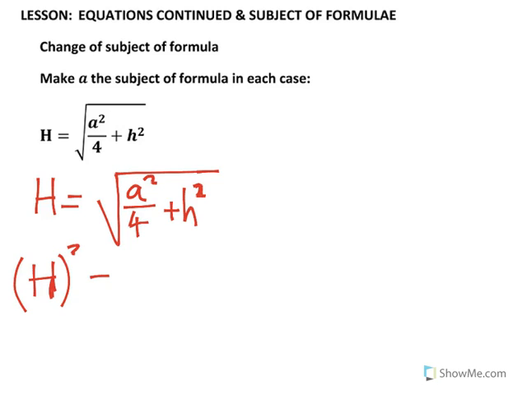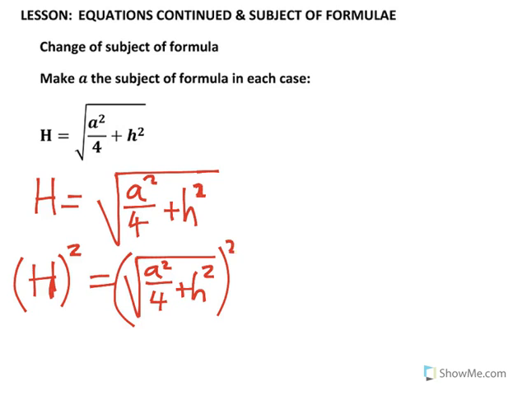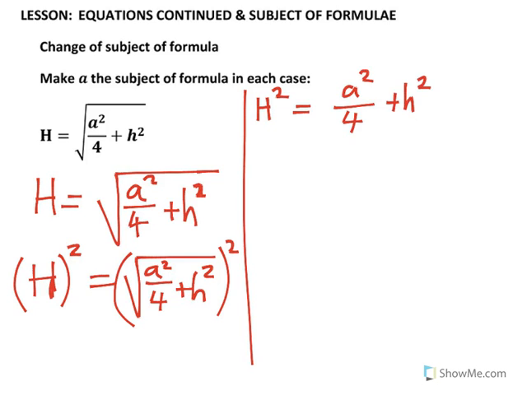You are going to say h squared is equal to a squared over 4 plus h squared. You also square both sides. When you are squaring both sides, you are getting rid of the square root. Remember, when you get rid of a square root, you must square. So when you have done that, you are going to have now h squared, because we squared on that side. Now the square root has fallen off. It's a squared over 4 plus the small h squared.